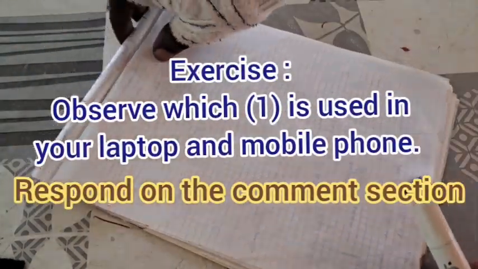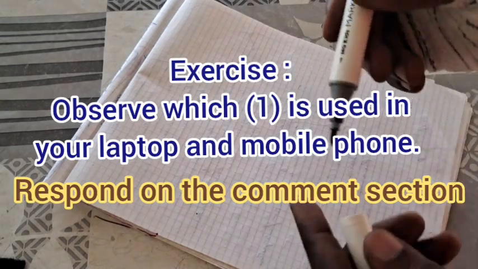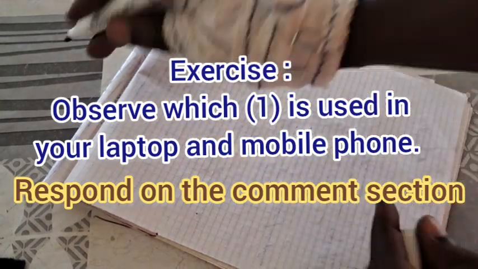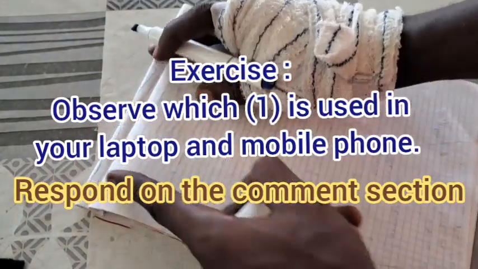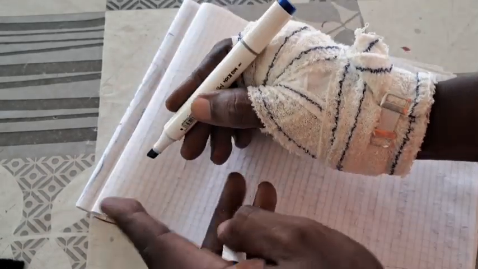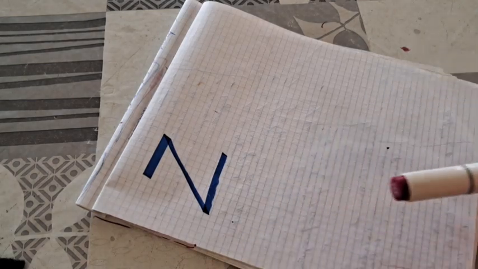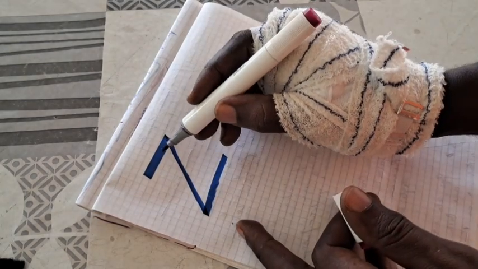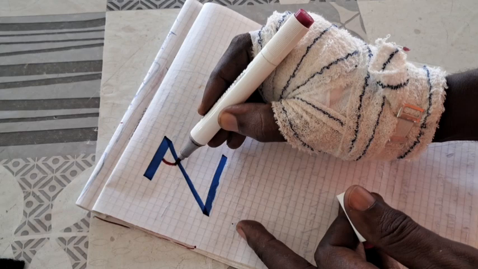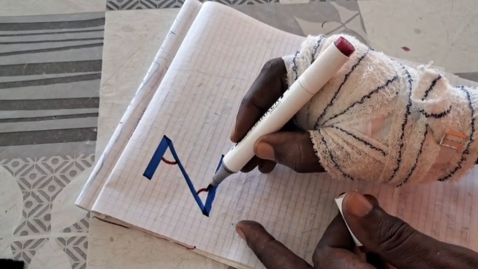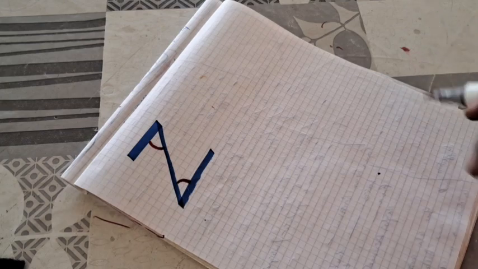Now 2. How did the 2 come about? The original 2 from the Arabic was in this way, meaning there were 2 angles, angle 1, angle 2. So this is the original 2.